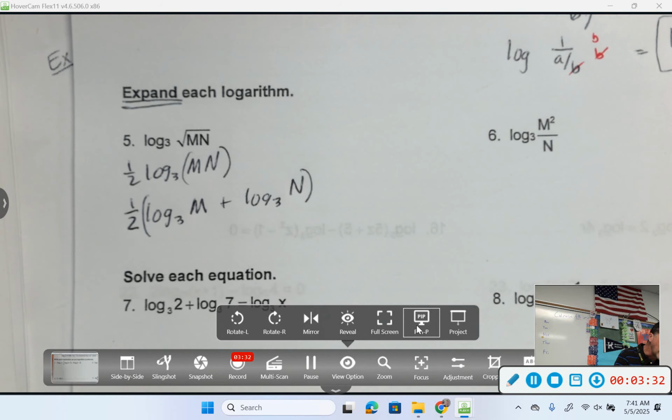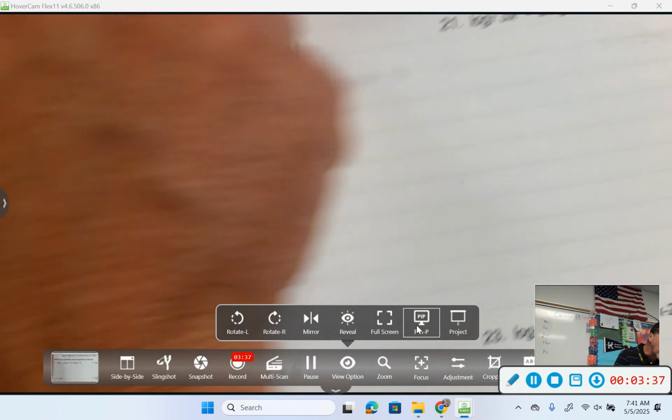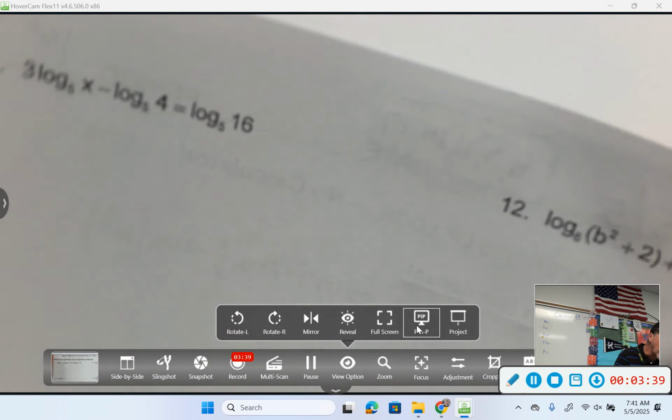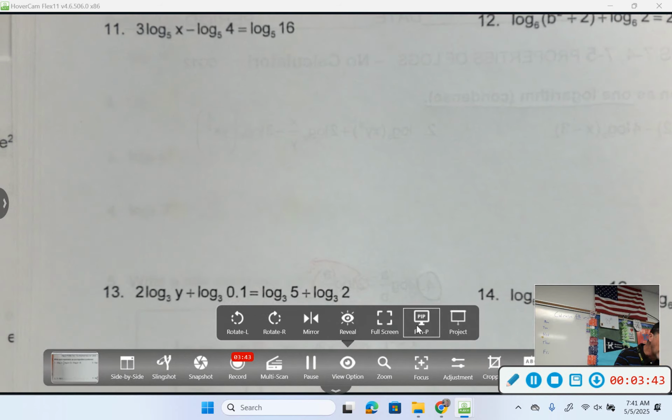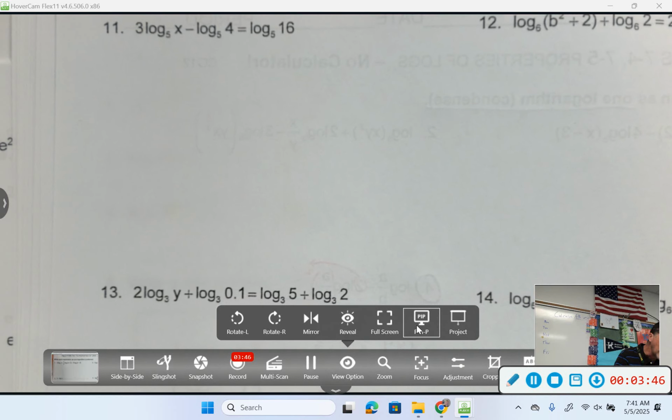Same kind of thing on number 6. Then we get to some more solving equations. Let's skip to number 11. Can I just cancel the logs, like just mark them all out and go with 3x minus 4 equals 16? Probably not, the way I asked the question. What do I have to do? Like I do want to eventually cancel logs, but when am I allowed to cancel the logs?